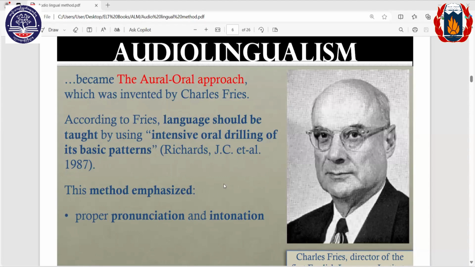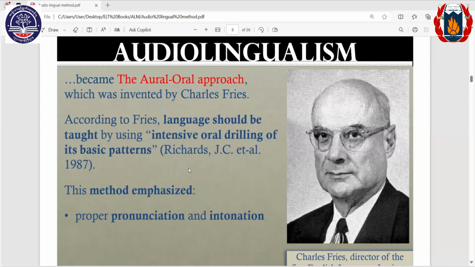So it is also called the oral approach. Oral, what does it mean? Aural, oral means the spoken. Aural means the audio or listening, right? Firstly, you need to listen a lot and then produce the language. That's why it is also called the oral approach by Charles Fries.